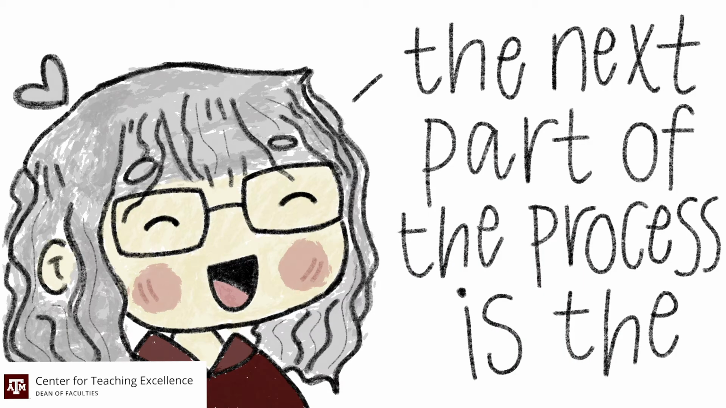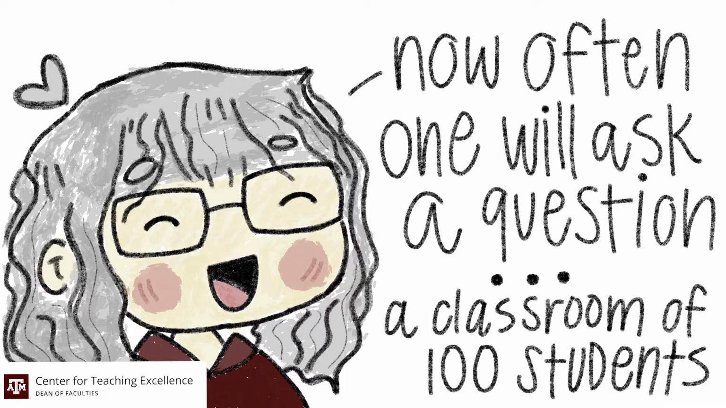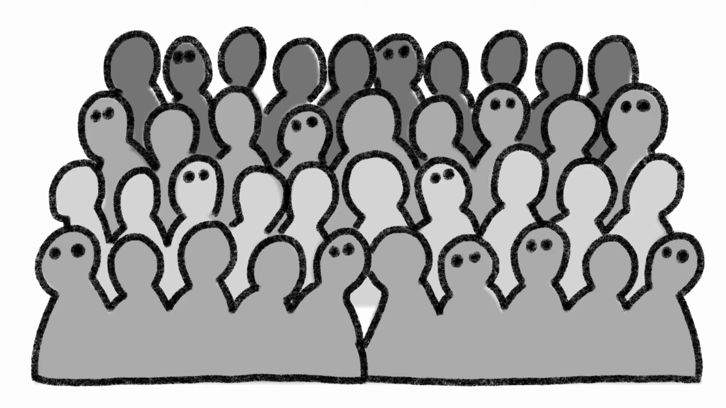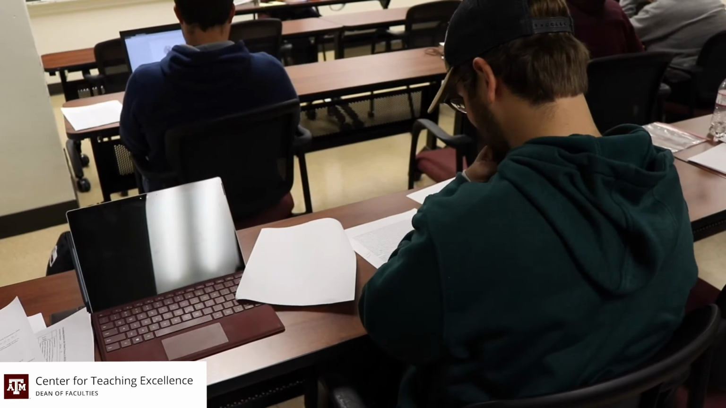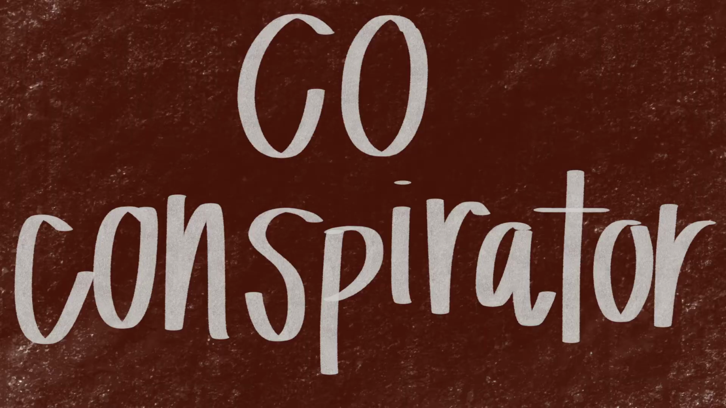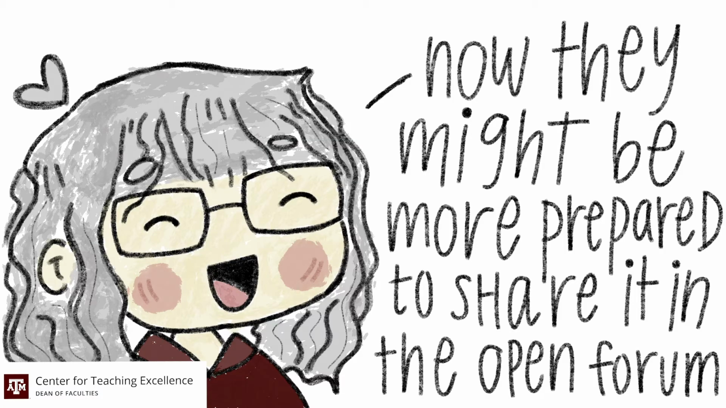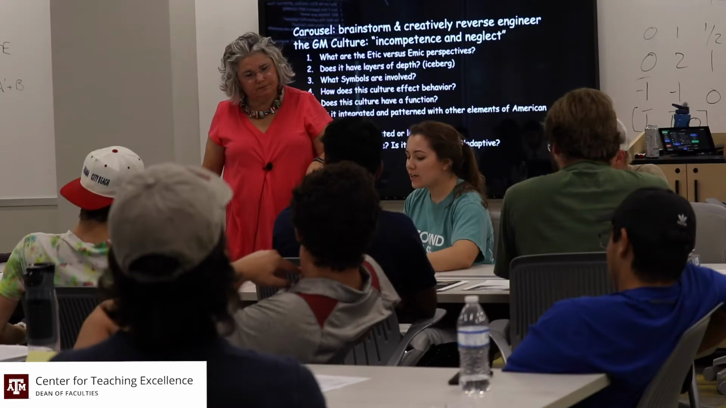The next part of the process is the share. Now, often one will ask a question in a classroom of 100 students, and you'll get a sea of blank faces, or they'll look down at their paper and they won't engage with you. But now they've already had time to think about it, to share it with somebody and get a co-conspirator. And now they might be more prepared to share it in the open forum of the classroom.